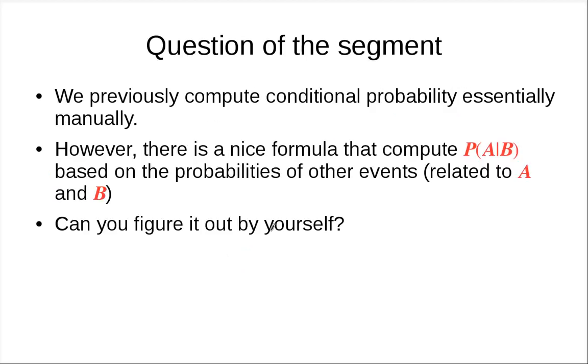All right. From the previous examples, we've seen what conditional probability is, and we computed it essentially manually. But there's a nice formula that computes this value based on the probability of other events. I believe if you go back and look at what we've done, you can figure it out. So please spend a few minutes thinking about it before watching the next segment.